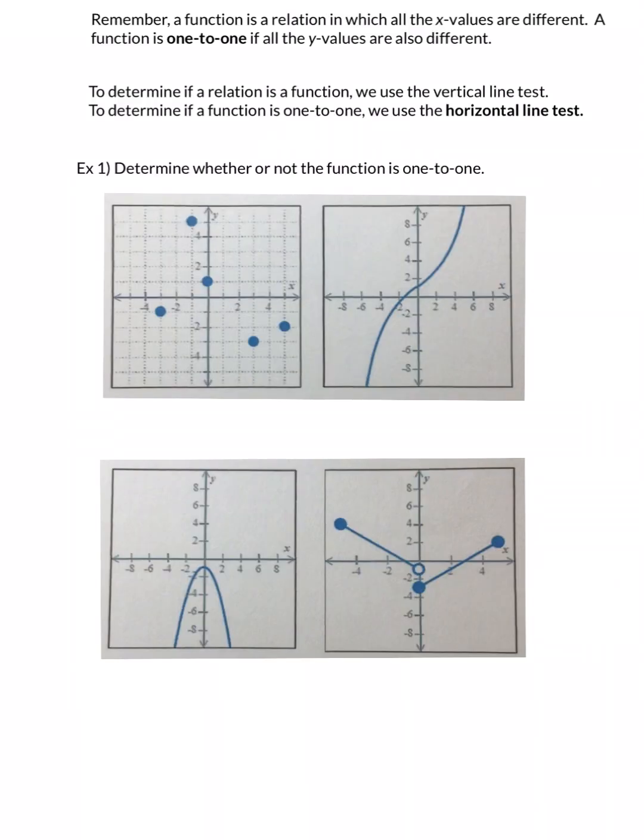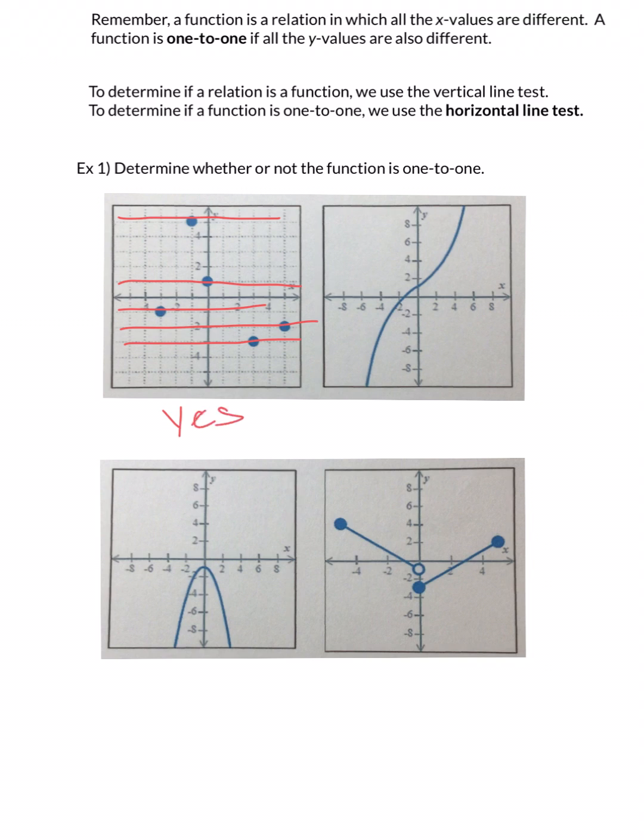In our first example, we are being asked to determine whether or not the function is one-to-one. The graphs that we are given, we know are functions, so we know that they will pass the vertical line test. What we want to determine is whether they pass the horizontal line test. So on this first graph that is just a series of points, if we draw any possible horizontal line, do we cross that graph one time? Yes, we do. So is the function one-to-one? Yes.